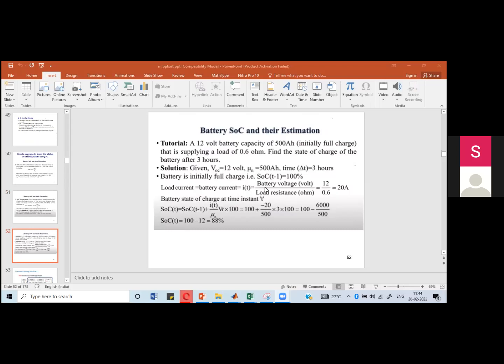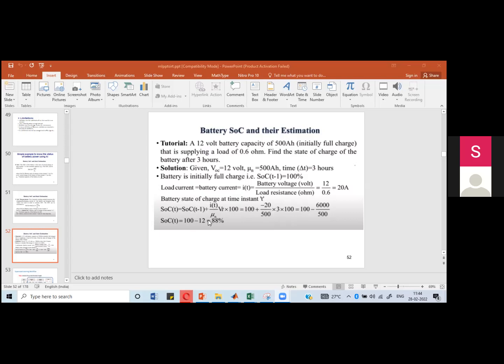There is a simple formula: first you determine the load current. Battery voltage is given, load resistance is given, so it will be 20 ampere, the current. So what will be the state of charge after 3 hours? The formula is SOC(t) = SOC(t-1), initially it was 100%, minus I_T, the current, divided by the total charge, into the voltage, into the time after 3 hours, into 100 percent.